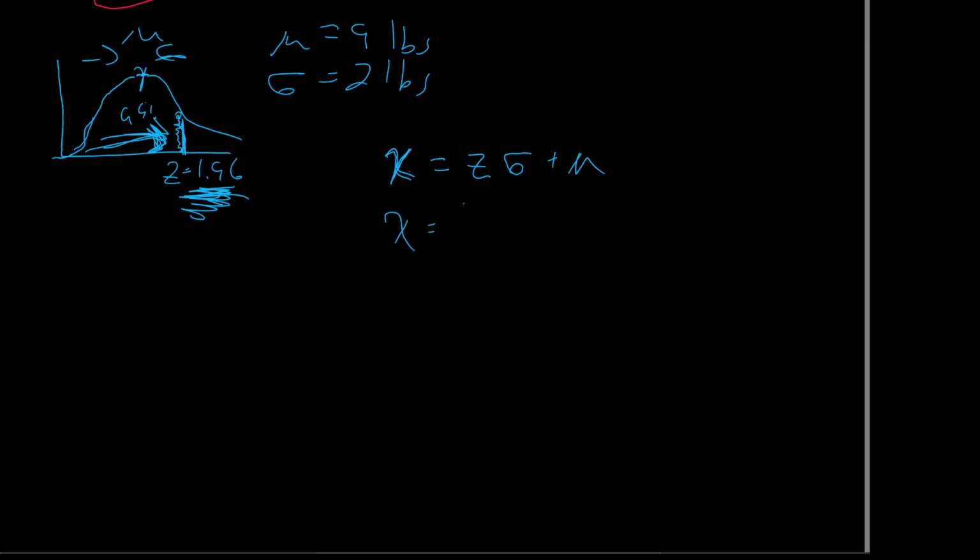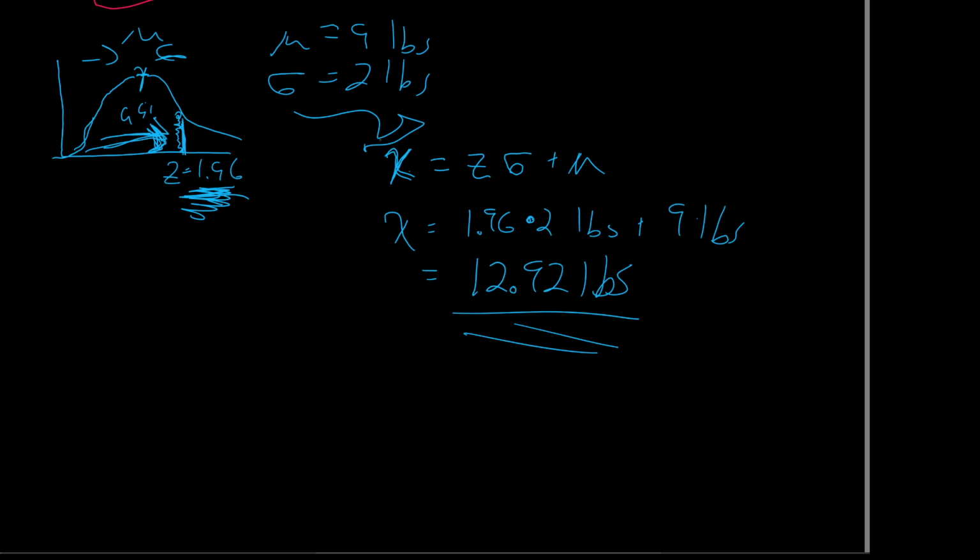And so, well, it had a z-score of 1.96. I'm going to multiply that by 2 pounds. I'm going to add to that 9 pounds. And all said and done, that cat weighs 12.92 pounds. And so this is how we translate between our percentage via the z-score and, given our distribution's properties, what its mean and standard deviation are, we get that boundary value.